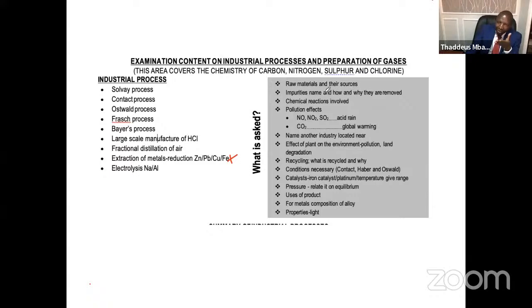What are the raw materials and what are the sources of the raw materials? So this one is very much important. Chemical reaction is about the chemical properties that are involved. That's very much important for you to be able to understand. Very important.